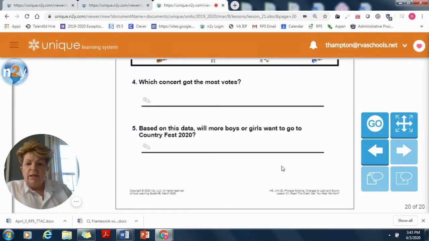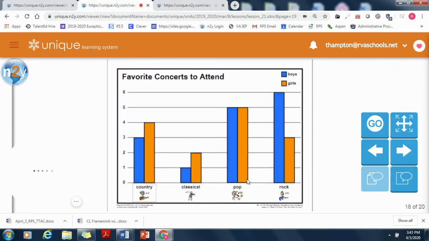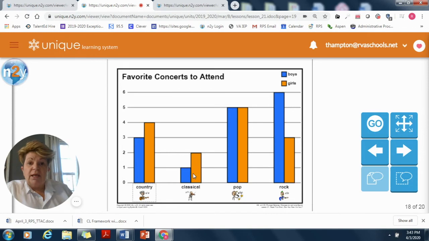Let's see question number 4. Which concert got the most votes altogether? So let's look closely. We just said that classical had the least, so that's not even a choice, correct? So we won't pay any attention to that. That leaves us with country, and its greatest number is 4. And then we come over to pop. Both boys and girls were the same number, and that is 5. Okay, this had the most votes, but we had 5 boys and 5 girls.